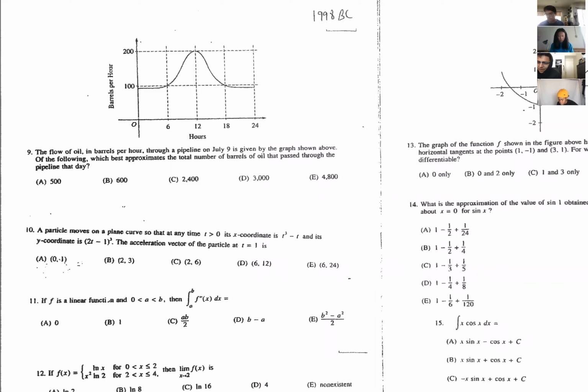So if this is in barrels per hour, isn't this the graph of a derivative? Isn't barrels per hour a rate of change? So it's asking about the total number. Didn't we talk about on Wednesday? If you want to find the total number, if you want to get from a rate of change to an accumulation, a total amount, you want to take the integral.